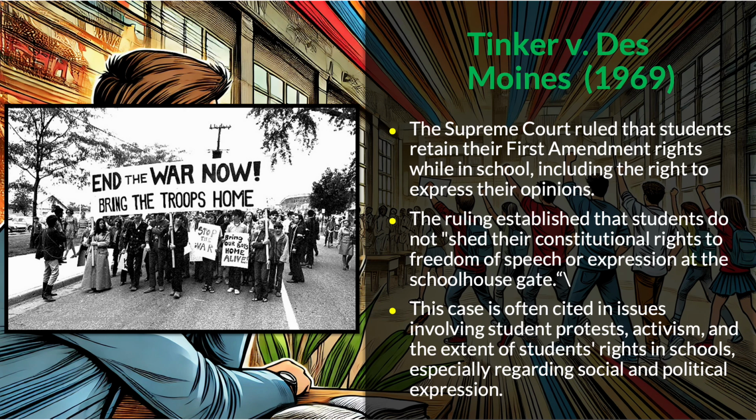One famous example of the First Amendment protecting students' rights in schools is the landmark case Tinker v. Des Moines, 1969. In this case, the Supreme Court ruled that students maintain their First Amendment rights even within school grounds. The case involved students wearing black armbands to protest the Vietnam War. The ruling established that students do not shed their constitutional rights to freedom of speech or expression at the schoolhouse gate. However, schools can limit speech if it significantly disrupts the learning environment. This creates a balance between free expression and maintaining a productive educational setting.